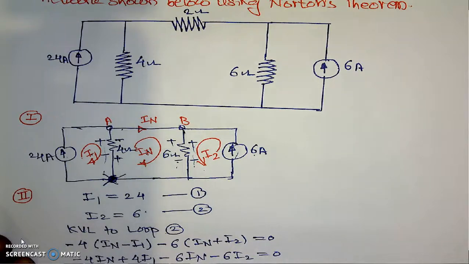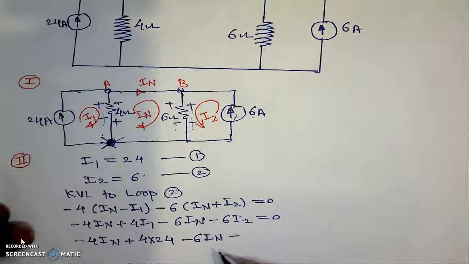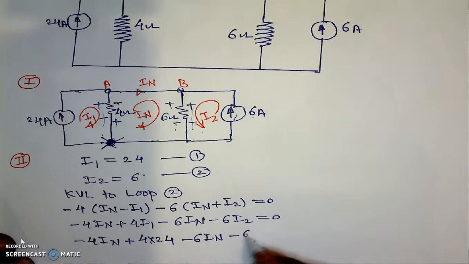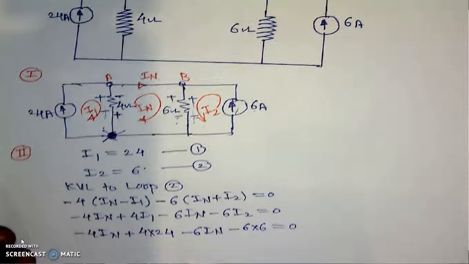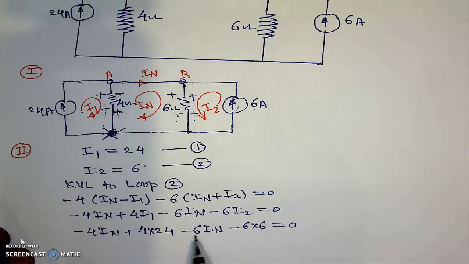Now here, if we are substituting the values of I1 and I2, then we will get minus 4 into IN plus 4 into I1, and I1 is 24. Then minus 6 into IN, then minus 6 into I2, and the value of I2 is 6, which is equal to 0. If we simplify further, this minus 6 IN and this minus 4 IN we will shift to the other side, which is equal to 6 plus 4, that is 10 IN.